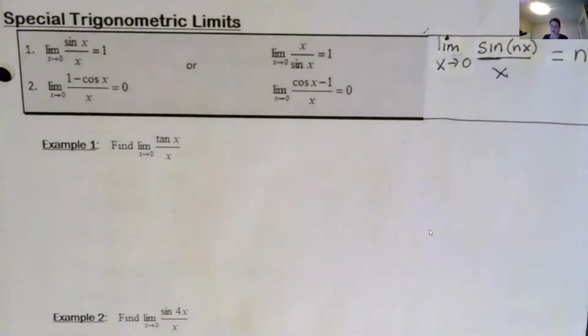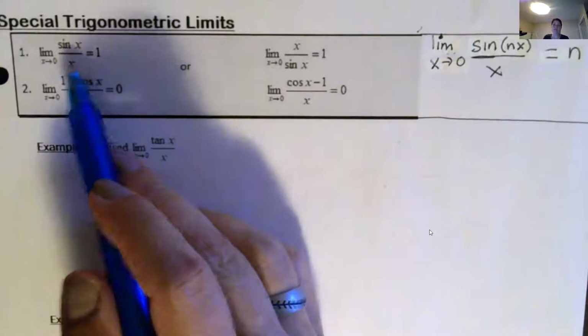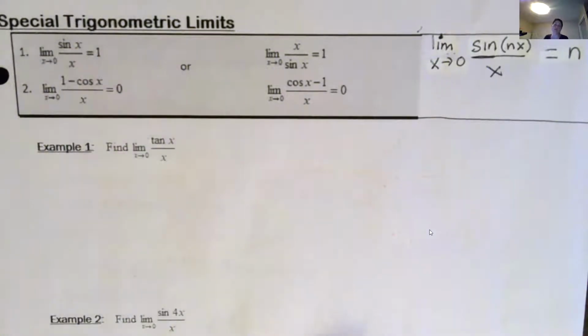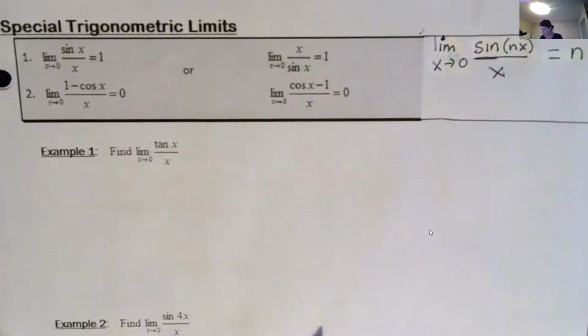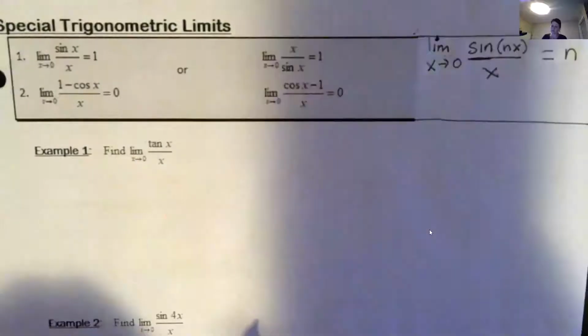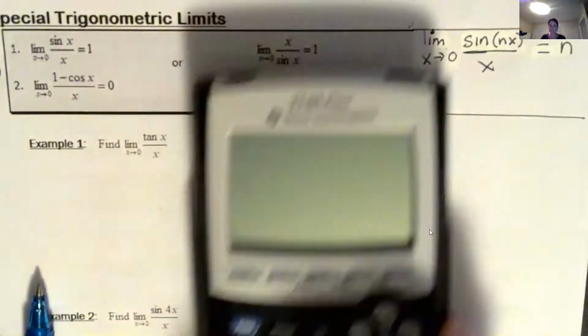All right, so with sine x over x, the limit of sine x over x as x approaches 0 is equal to 1. So we're not going to be proving anything at the moment. We are simply going to look at that in the calculator and just get an idea of how this is working.